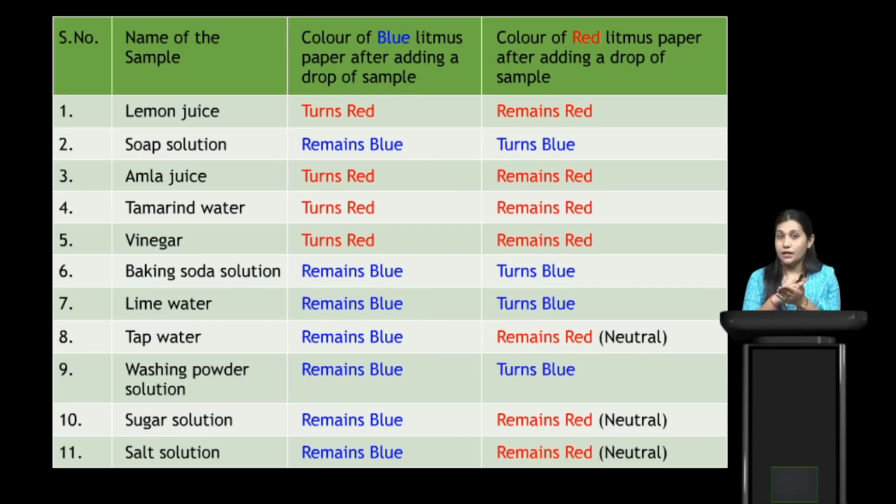Now here comes the baking soda solution. If we use the blue litmus paper in the baking soda solution, it remains blue. And if we use the red litmus paper, it turns blue. Now comes the lime water. If we use the blue litmus paper in the lime water, it remains blue. But if we use a red litmus paper, it turns blue.